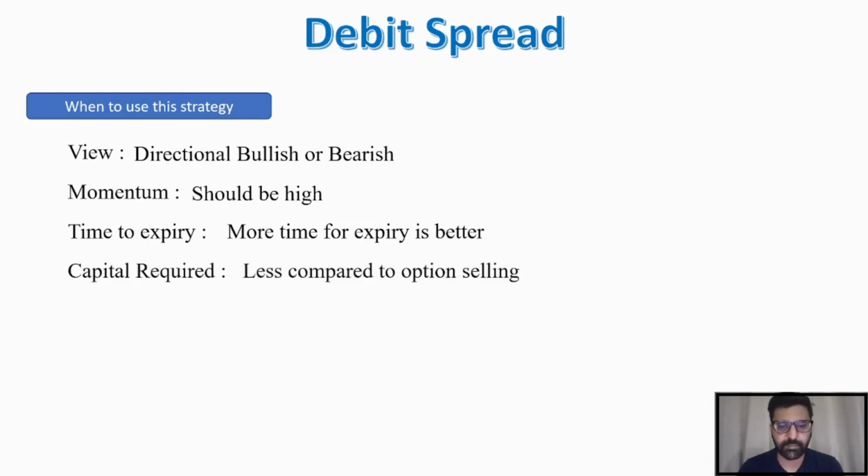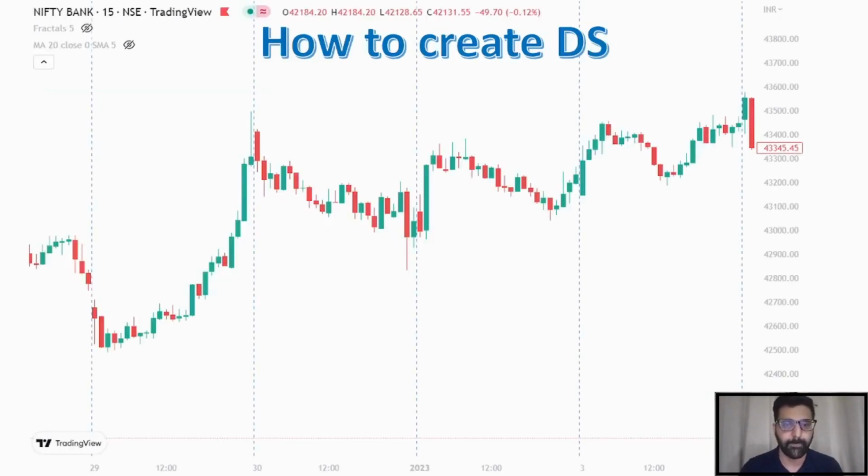Capital required is much less compared to option selling. The simple reason being, in a debit spread, we buy a strike and we sell a strike. So basically, we get a margin benefit. And generally, the debit is not very high. The spread between the two strikes is not very high. So you get decent margin benefit. So in case of Bank Nifty, if I think about it, you can make a debit spread with a margin of as low as 25,000, right?